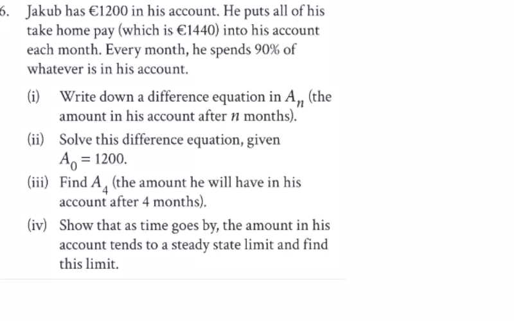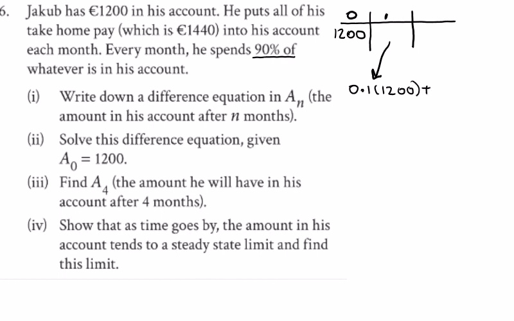Question 6. Jacob has 1200 in his account. Let's call this time 0. We'll do a 1 and a 2. He has 1200. So at the end of the next month, at the end of month 1, how much has he got in here? Well, he spends 90% of whatever's in his account, so there's going to be 10% of 1200 left.